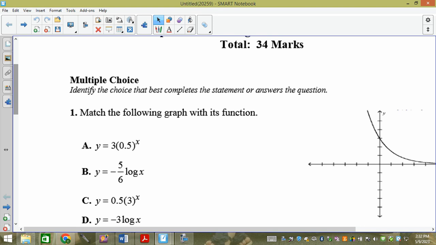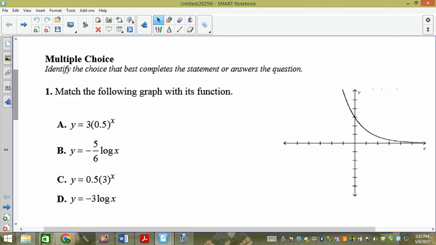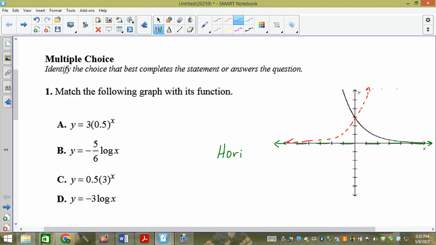The first one here says match the following graph with its function. Now, remember, when we have a graph like this, or a graph like this, whatever it may be, where is our asymptote? On the x-axis or the y-axis? On the x-axis. So is it horizontal or vertical? It's a horizontal asymptote. And what's it at?